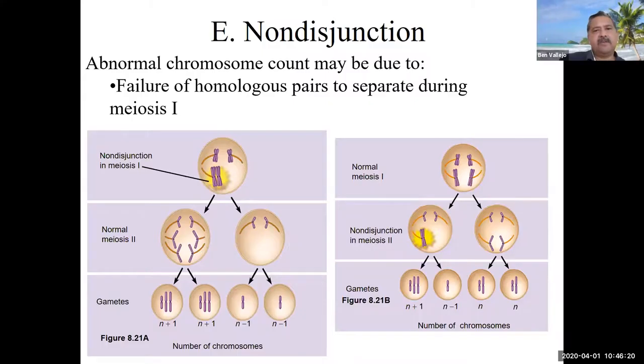With non-disjunction, you're going to have an abnormal chromosome count, possibly, if you have a failure of homologous pairs to separate during meiosis 1, like right here. This is not typical. One should go to the right. And so these guys right here are going to have 3 copies, and these guys over here are going to have 1 copy. So they're going to have the wrong number of chromosomes. Over here, it happens in meiosis 2, and you're going to have some that have the normal number, but the other half of them are going to have an abnormal number of chromosomes.